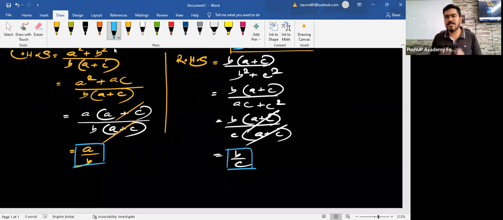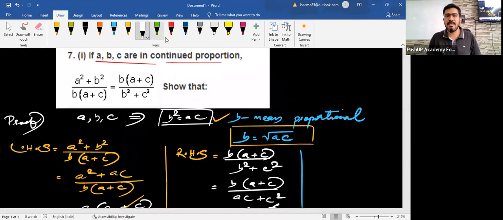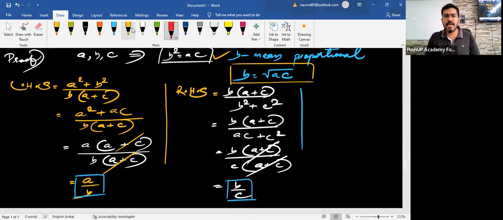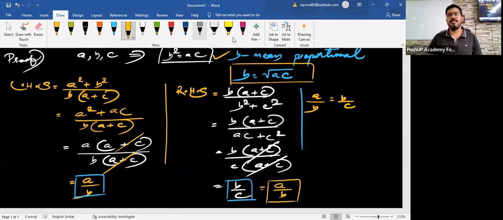As of now, you feel that it is not equal, but children, they are in fact equal. You know what is the reason? In the very beginning, they had told you what? A, B, C are in continued proportion, isn't it? When A, B, and C are in continued proportion, you know very well the ratio of A and B is equal to what? The ratio of B and C, isn't it? So what is this B by C? It is nothing but A by B itself. Is the LHS and RHS equal? Yes, LHS is equal to RHS. Easy? Note it down.